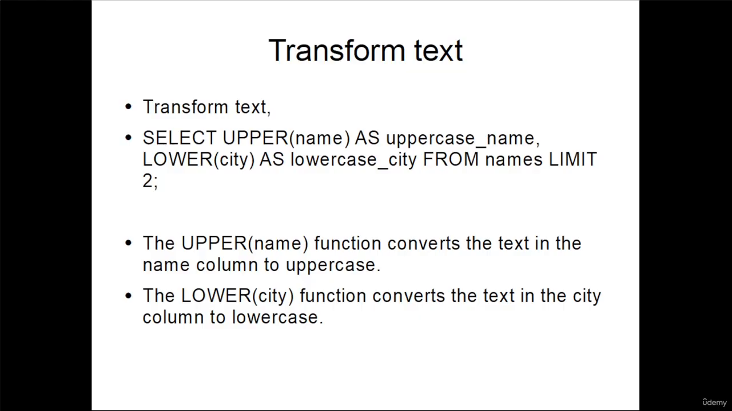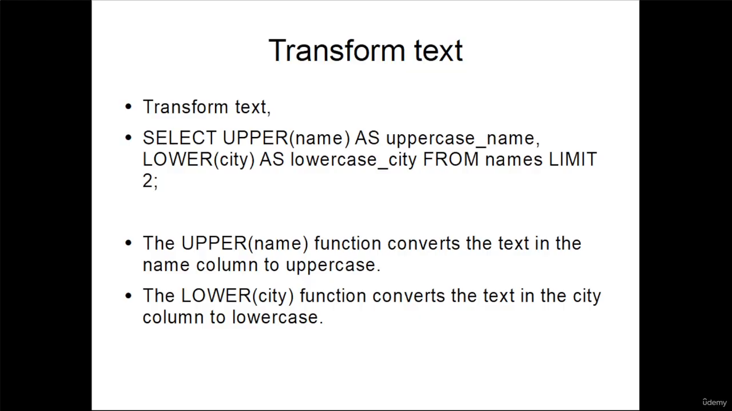What the query does. Upper(name) converts all characters in the name column to uppercase, so Alice becomes ALICE in all uppercase letters. Lower(city) converts all characters in the city column to lowercase, so New York becomes new york in all lowercase letters. As uppercase_name and as lowercase_city rename the output columns for clarity. Limit 2 restricts the output to 2 rows for brevity, ideal for demonstration.